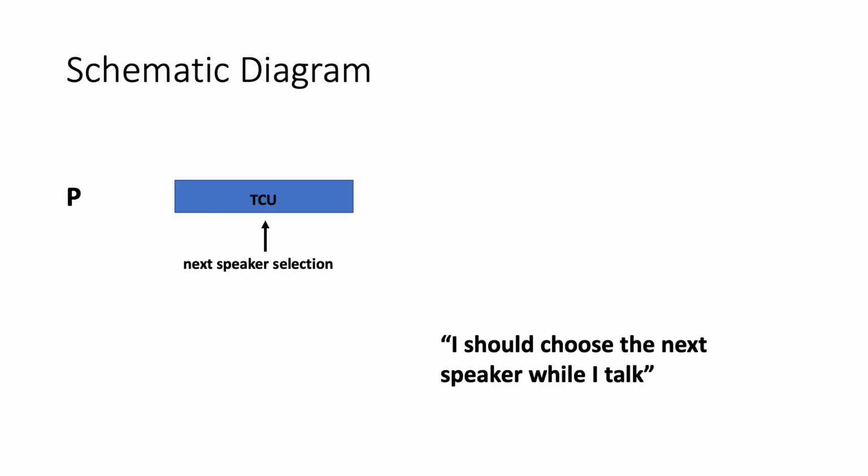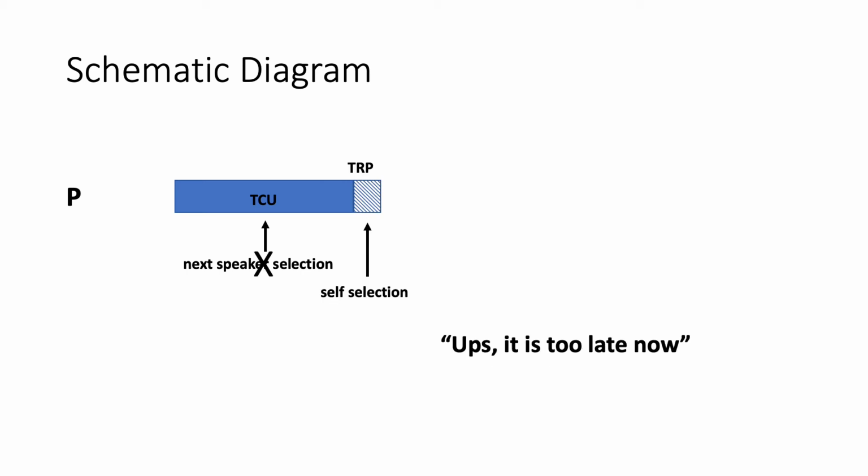Okay, let's get back to the schematic diagram of a turn. This time we have a TCU here on our screen. You see, a next speaker selection has to be done within a TCU before a TRP takes place. If a TRP takes place without being preceded by a next speaker selection, then a chance to select next speaker has passed and any speaker may self-select to speak next at the TRP.